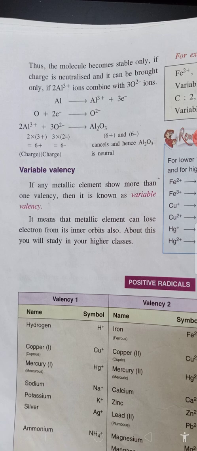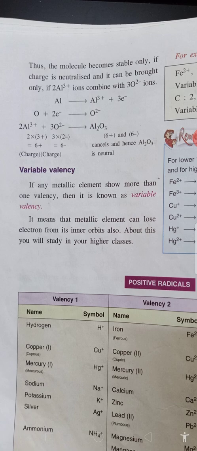So children, 2 aluminum ions combine with 3 oxide ions to form aluminum oxide with the formula Al2O3. Now children, this formula has been formed by the combination. The positive charge and the negative charge are balanced, because 2 aluminum ions have a plus 6 charge and 3 oxide ions have a minus 6 charge. To balance each other, they combine in this ratio.